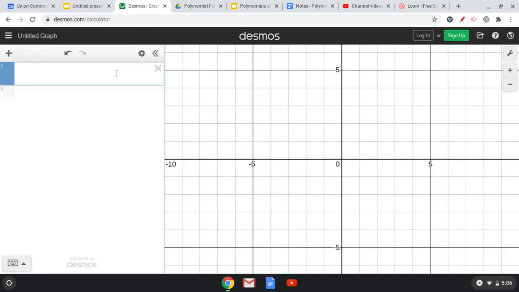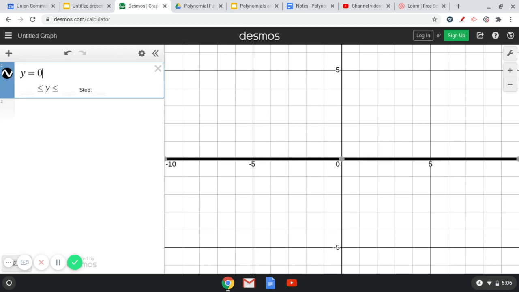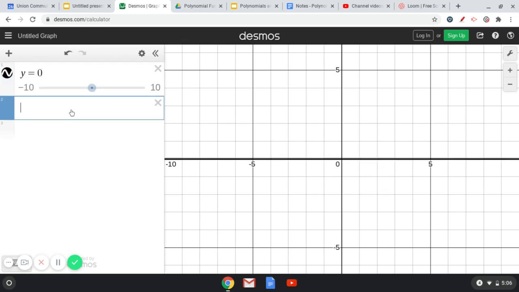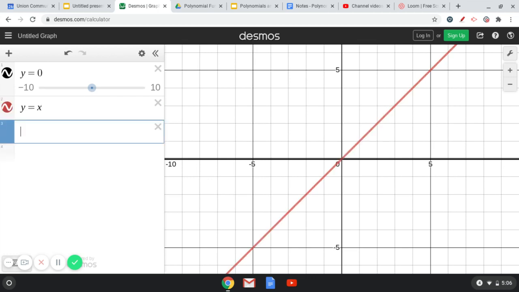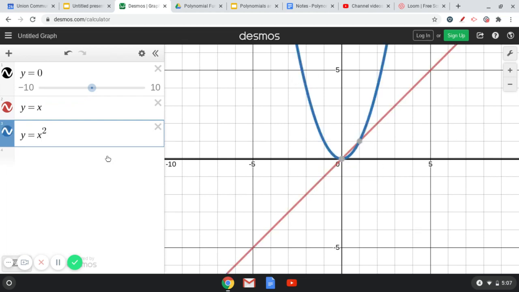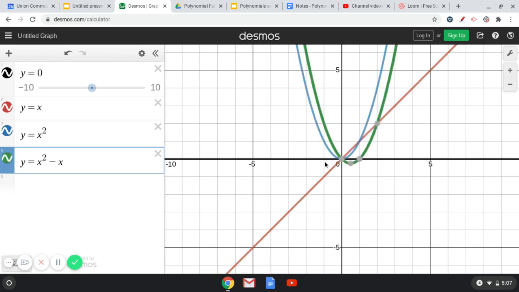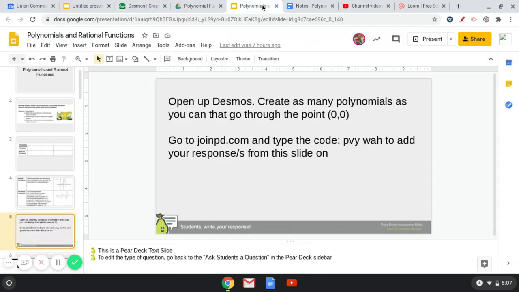Okay. Polynomial. This can be anything. Y equals 0 is a polynomial that goes through the point 0, 0. Y equals x also goes through that point. Y equals x squared. Whoa. They all go through this point. Anything where if you plug in a 0 for x, you get 0 for y. So y equals x squared minus x will also get you through the point 0, 0. This is just kind of an interactivity to the zeros of a polynomial.